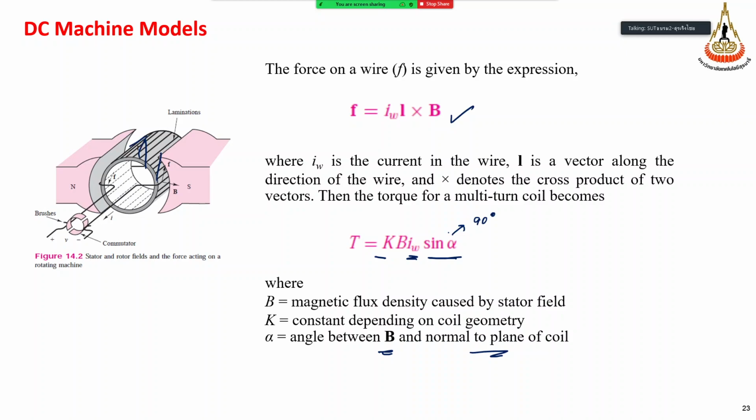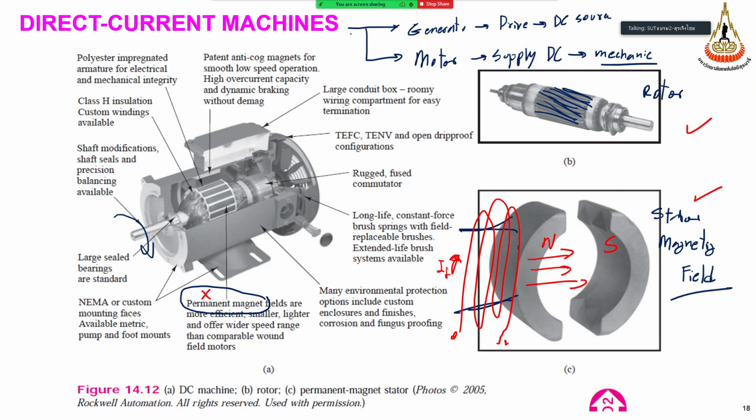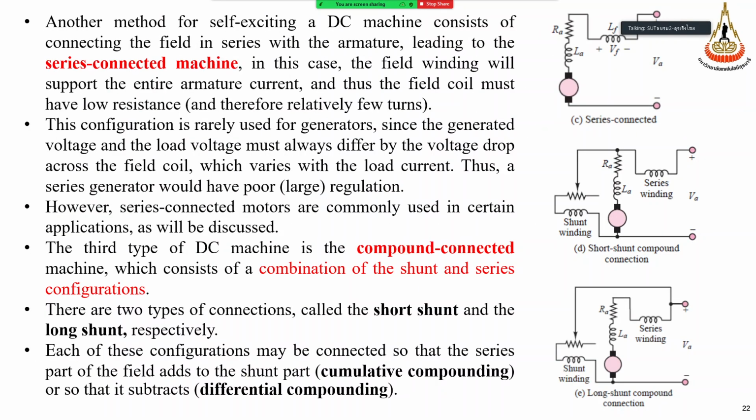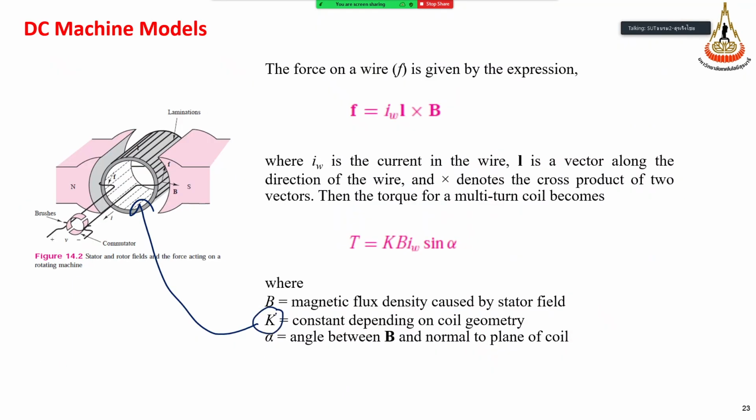We just consider that most of the coil will have this force, so sometimes sin alpha goes to 1. K is the constant depending on the coil geometry. It depends on how we develop this coil: how many turns, what is the angle, the shape of the coil. We represent all of this by the K constant, which depends on the machine.